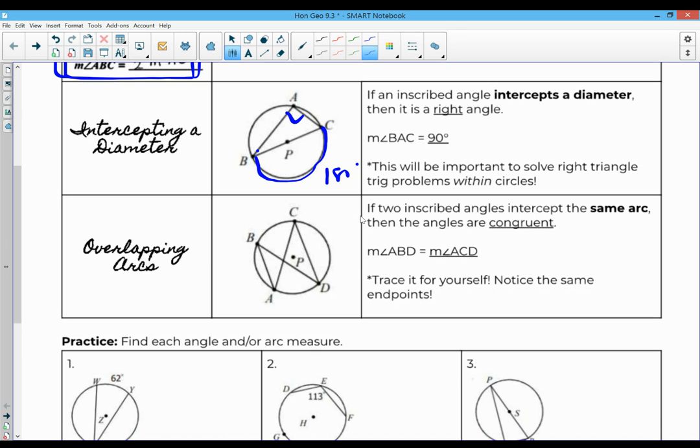Overlapping arcs. If two inscribed angles intercept the same arc, then the angles are congruent. So the measure of angle ABD, so that's this angle, is going to be equal to the measure of angle ACD, that's this angle. And that's because they are both intercepting arc AD. Okay, so you can trace that for yourself. Take a look at the endpoints, see what you notice there.